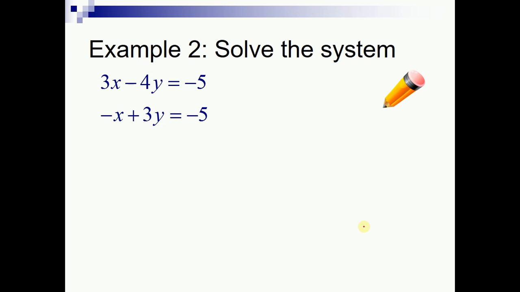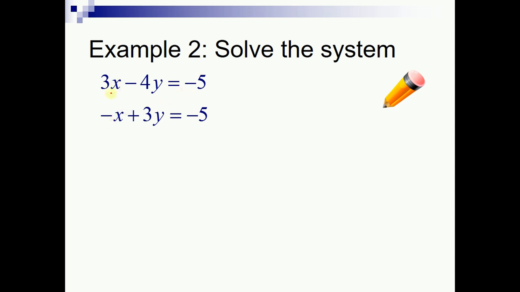Let's try another example. So I have 3x minus 4y equals negative 5, and negative x plus 3y equals negative 5. Notice, guys, if I would add these two equations as they stand, they will not cancel each other out. I'd get 2x and a negative y. I need one of them to cancel. Here's where manipulation's going to need to happen. I need them to be the same number, but one positive, one negative. Either the x's need to do this or the y's need to do this.